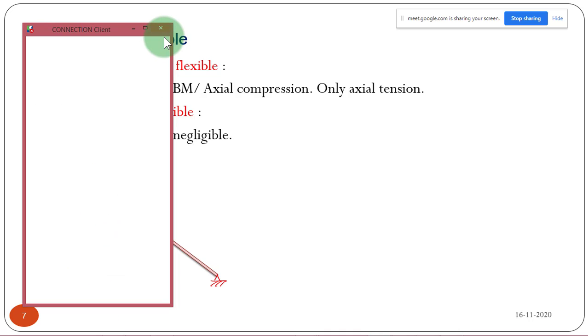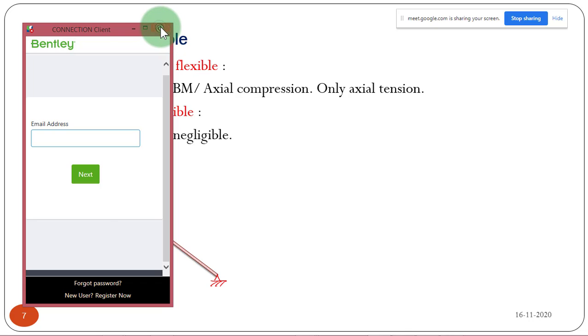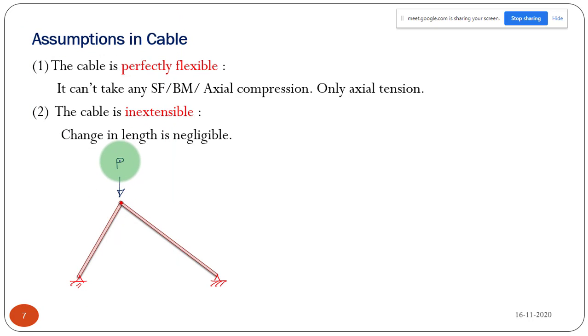I am applying some load P. This is the load point, let us take somewhere here. So this length is A and this length is 4A, right? These points I'm calling A, B, C. Let us take this height as 3 times A.